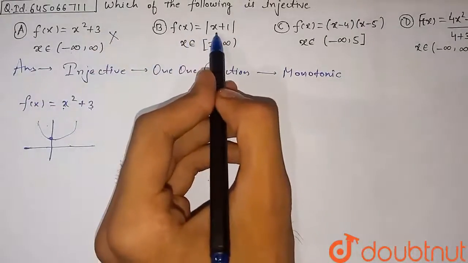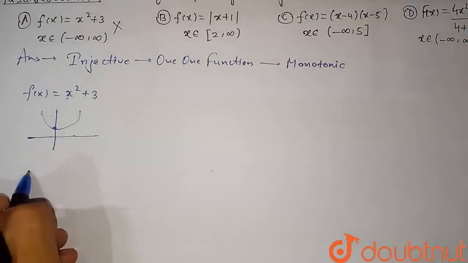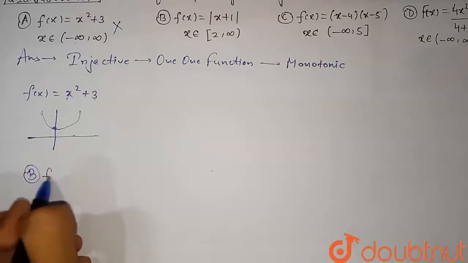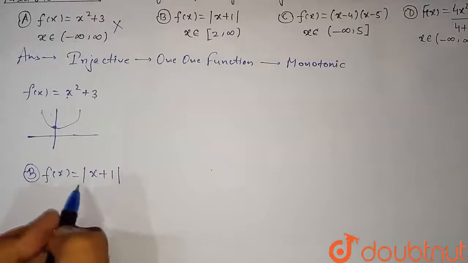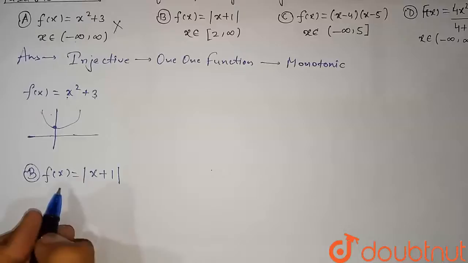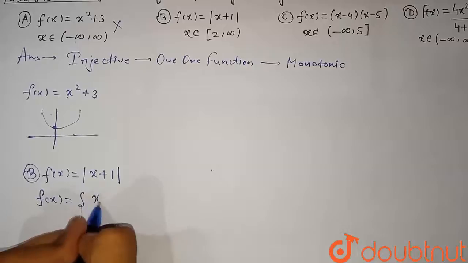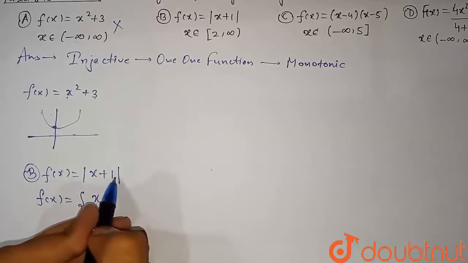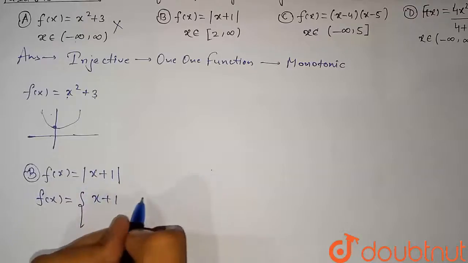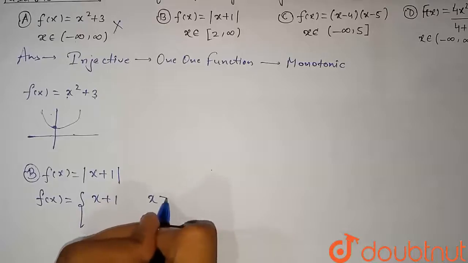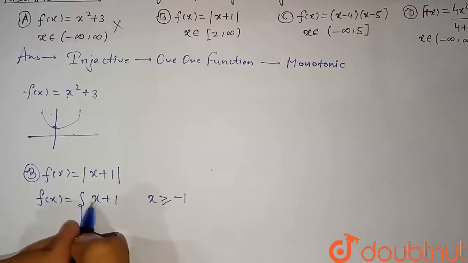Further, let's check our second function, f(x) equal to mod of x plus 1. To make the graph of this, first we have to define this function piecewise. So f(x) will be x plus 1 for values of x greater than or equal to minus 1, because the critical point that makes the function 0 is minus 1. For that interval the function will be x plus 1.